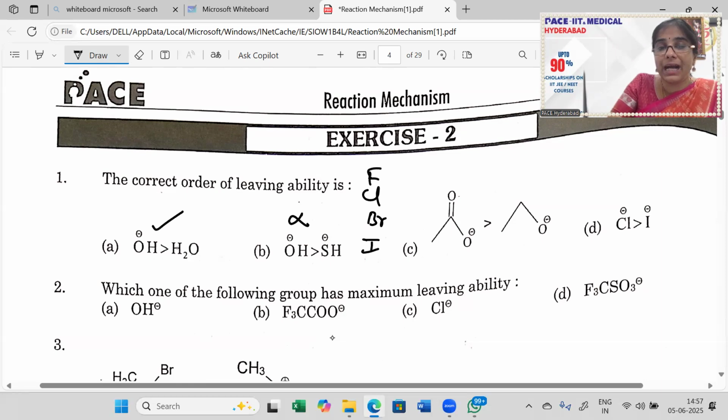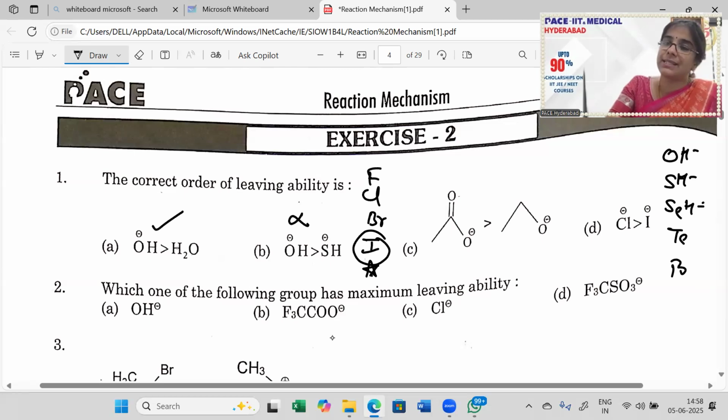F, Cl, I: I is a better leaving group. Similarly, O minus, S minus, OH minus, SH minus, SeH minus. All these, the bottom ones, are better leaving groups because of their size.